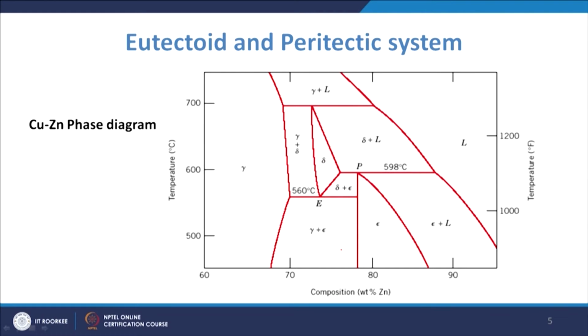Now, in this case, this delta phase, when it solidifies below this point, will give you gamma plus epsilon. This type of reaction is known as a eutectoid reaction. Here this solid phase converts while being cooled, leading to the gamma plus epsilon phase.